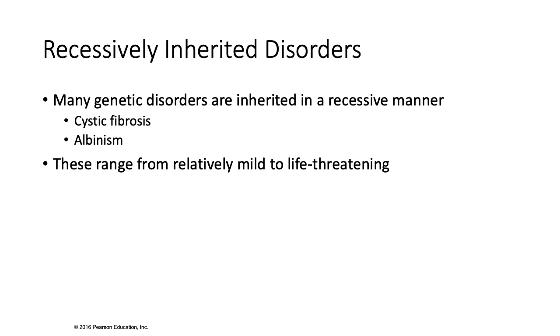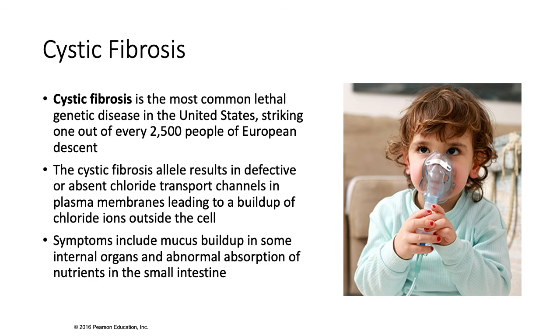Many conditions that are genetically inherited in humans are recessive traits. For example, both cystic fibrosis and albinism are recessive genetic disorders. The phenotypes that are caused by these recessive conditions can range from being relatively mild to being life-threatening. Cystic fibrosis, for example, is a lethal condition.